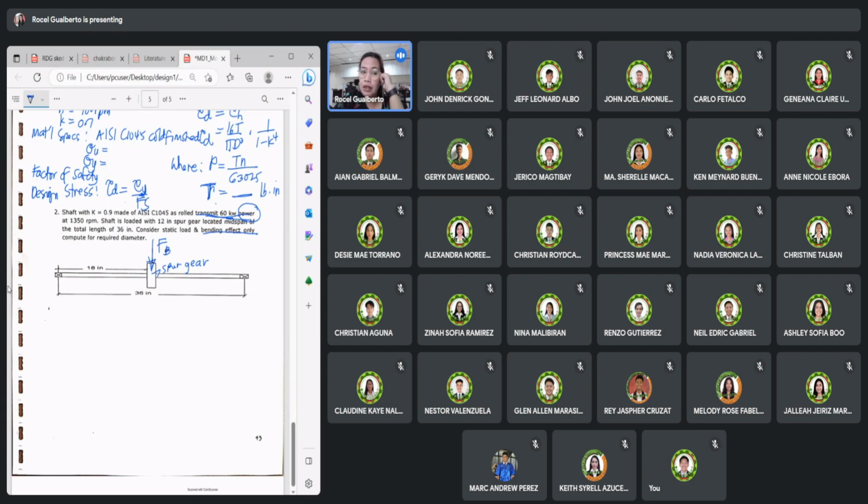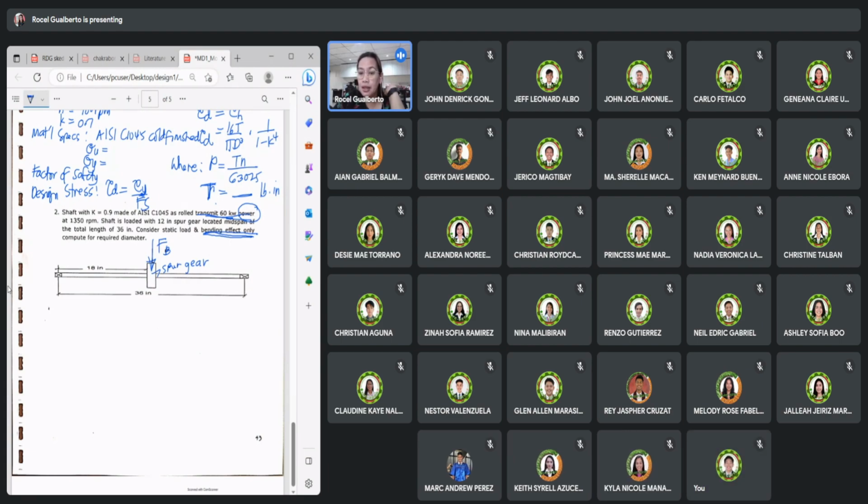Okay? But then, because of this statement, consider static load and bending effect only. So, ibig sabihin, you will be neglecting the torsional effect. Kasi kung isipin natin yan, it would be a combination of the two. Kasi may power po doon, so may torsion. Tapos, ito may gear, so may bending. So, combined siya. But then, because of this statement, consider bending effect only, then assume natin yung torsional effect ay hindi kasama. Okay? So, it will result to pure bending only.